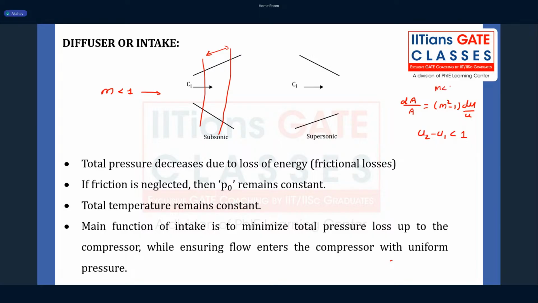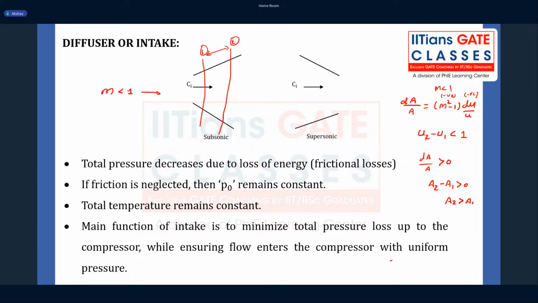the subsonic case, then what happens? This is negative, this is also negative, and a negative times a negative is positive. So dA/A has to be positive, greater than 0. How can that happen? That means A2 minus A1 should be greater than 0, or A2 should be greater than A1. If I take two sections, 1 and 2, the flow physics dictates that if I have a subsonic flow and I want deceleration in the duct, the area has to increase, right?